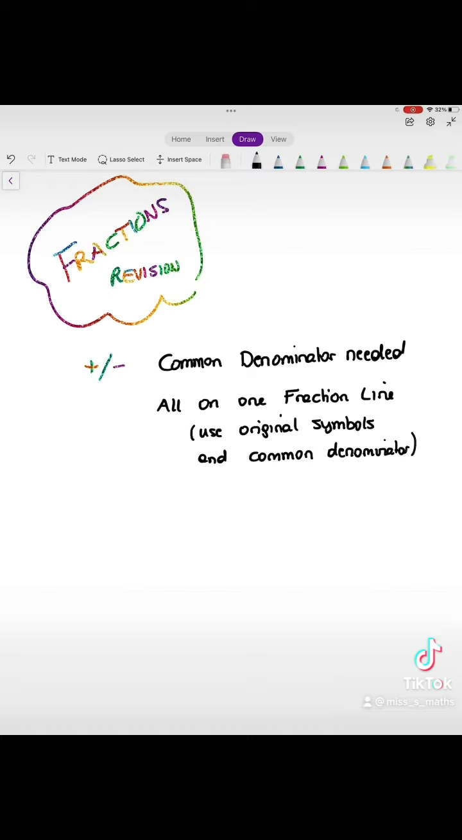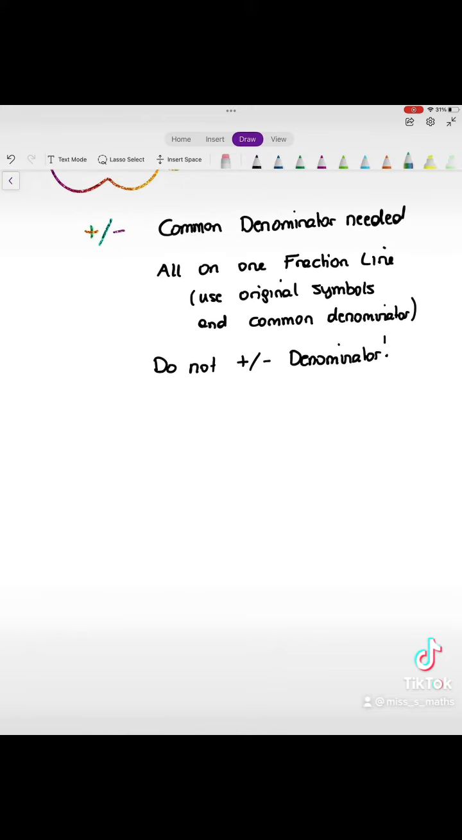Once you have the common denominator, write everything on one fraction line, use the original symbol, so pluses and minuses, and the common denominator. Important, do not add or subtract your denominators there. You use your common denominator, there's no changes made after that.